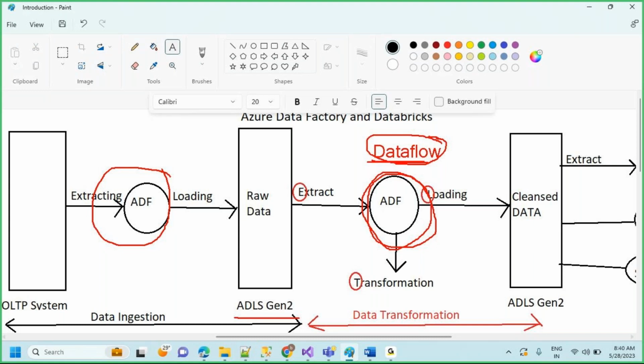Behind the scenes, it is going to have a Spark cluster, where we are going to do transformation on top of the cluster. Whatever you have done with the user interface is going to be converted into a Spark job. The Spark job is going to be executed to transform the data. Here is the problem: the Spark cluster cost is more.